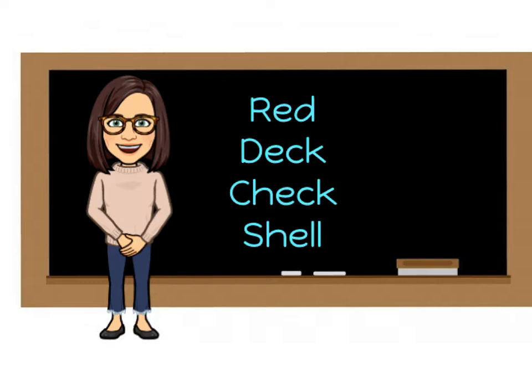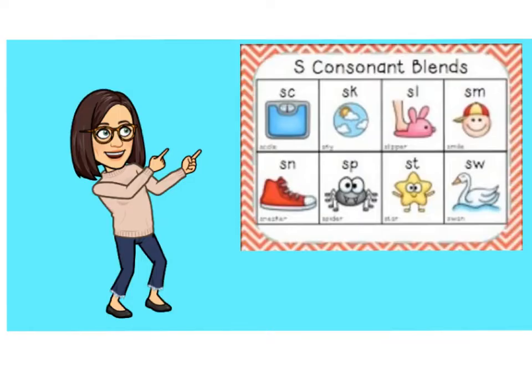sh-e-l, shell. Boys and girls, we were able to read all of those short vowel or short E words, even the ones that had digraphs and bonus letters. We're going to add something new now. We're going to learn about S blends and see if we can read some words with S blends and with short E sounds. Here are some examples of S blends.